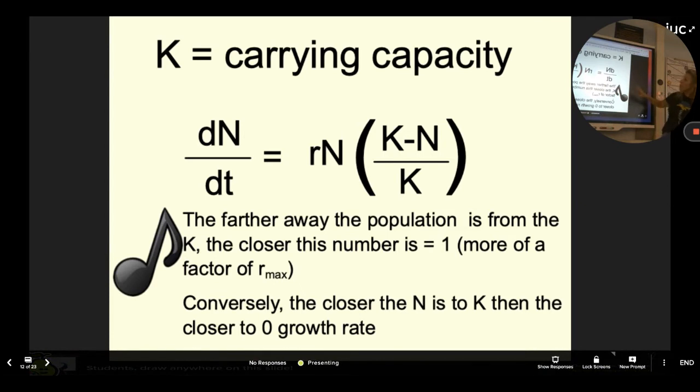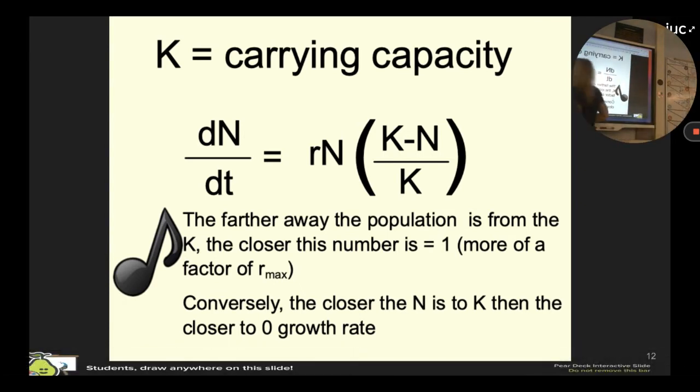All right. So when you are an R species, it's just R times N, right? But once you're talking about the logistic growth curve, you've got to take into consideration how close you are to the carrying capacity. And when you're doing your calculations, I want it to make sense to you, right? So if your carrying capacity is, you know, 1,000, and your population size is 50, so here's your carrying capacity of 1,000.